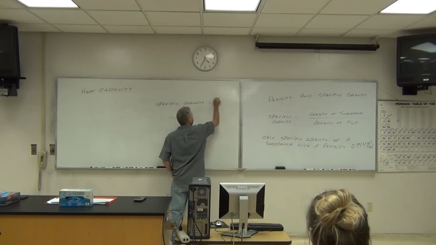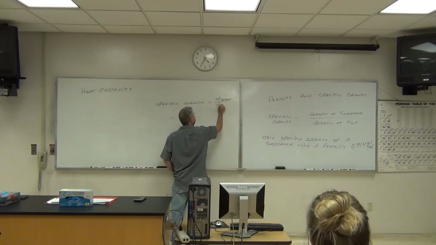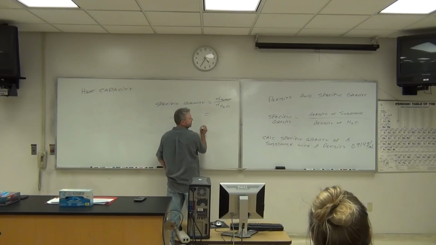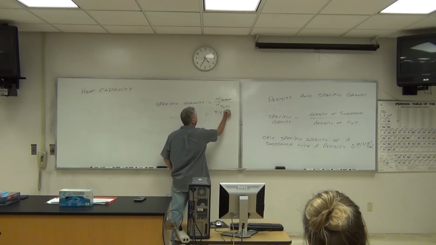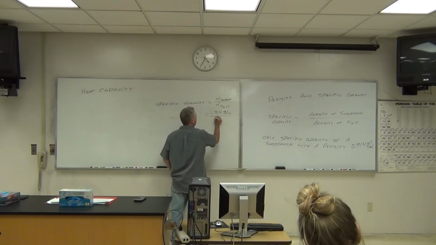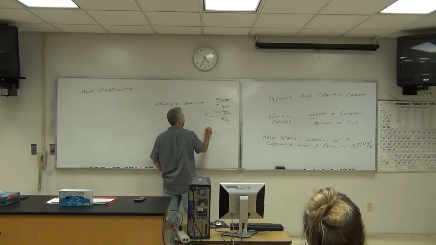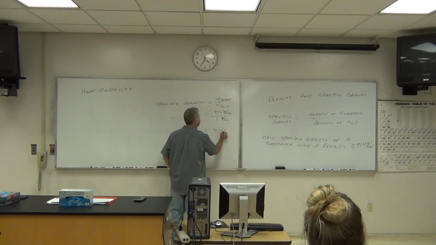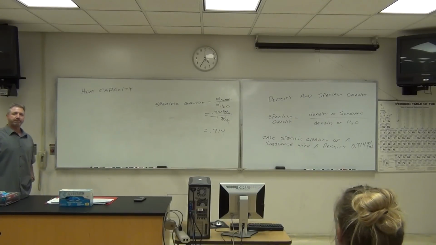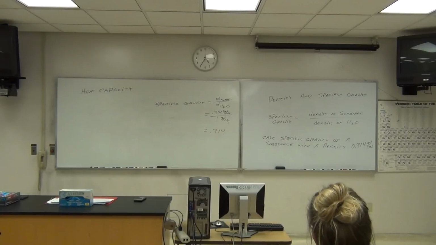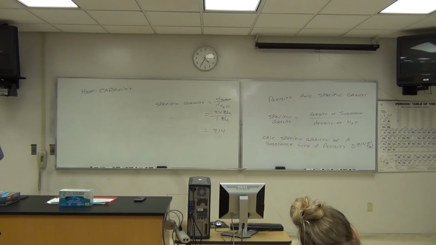Specific gravity would equal the density of the substance divided by the density of H2O, which in this case would equal 0.914 grams per mL over 1 gram per mL. Units are canceled, and you effectively have the same value, just without the units. Okay?